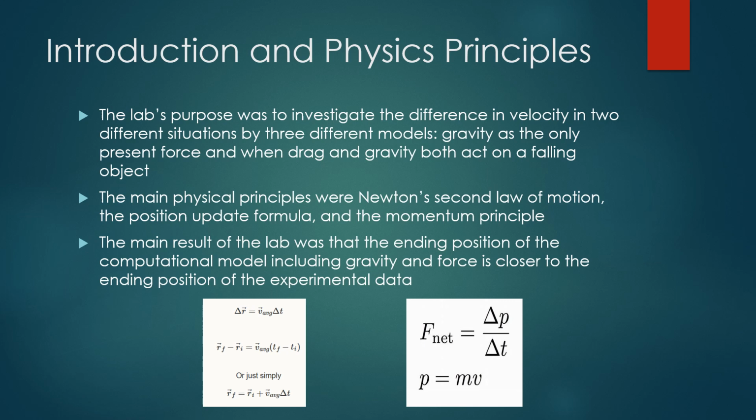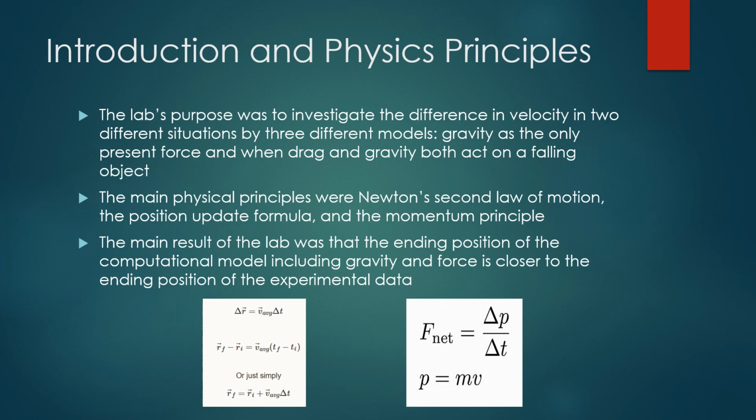My real-world model was dropping a lacrosse ball. The gravitation-only computational model represents only gravity acting on the ball. This model is unrealistic as there are other forces acting on the falling object. The other model represents realistic falling motion since it includes gravity and drag. The equations to represent these models are the impulse equation and the position update equation. The main physics principle is Newton's second law of motion.